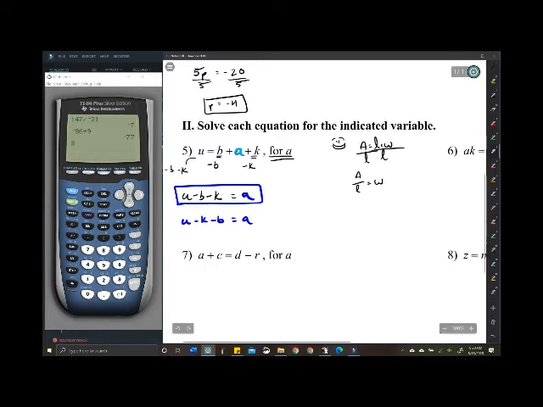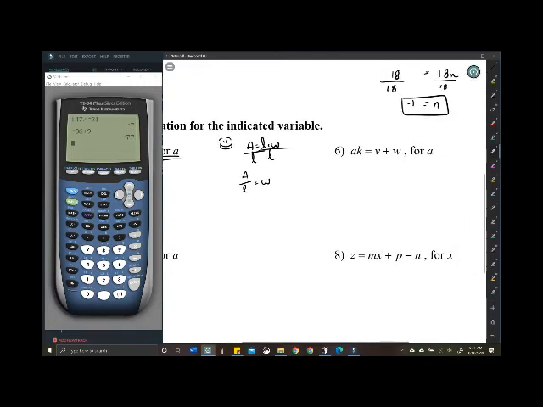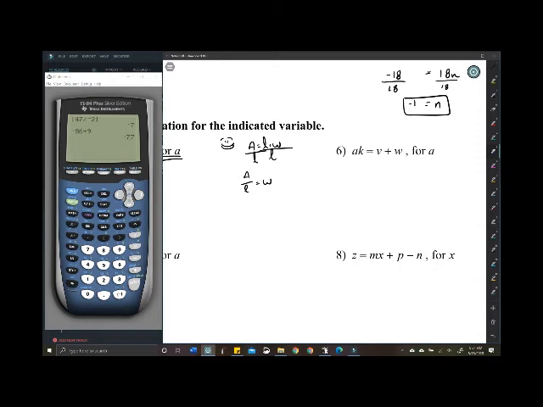All right, so I like to highlight first the variable I'm solving for. I'm solving for a in number 6. All right, so here we're dealing with multiplication. So we're multiplying by this k.